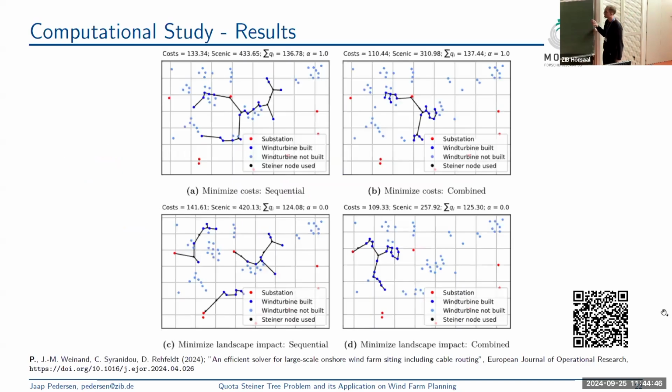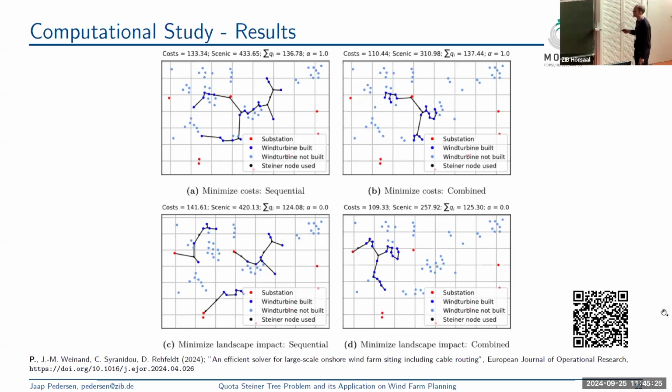And we actually can. When we only minimize the cost in a sequential way, we have a cost of 133. And if we minimize with the integrated approach, then we have less cost. So I don't know, 10 to 20% less cost. And what's also interesting is that if we look at the visual impact of these chosen turbines, we also have a much smaller impact on the landscape.